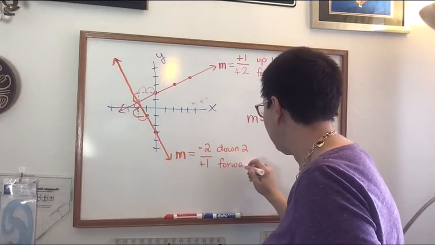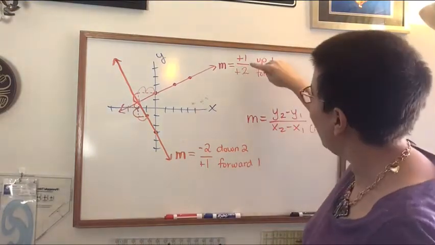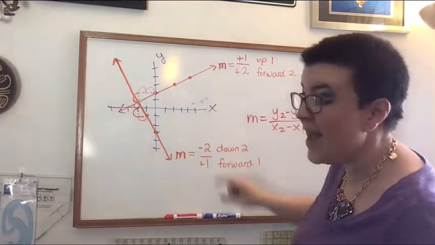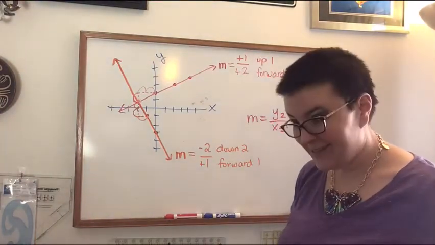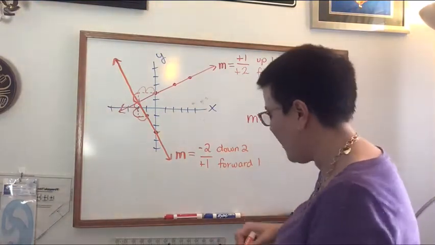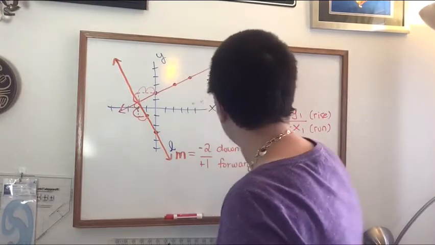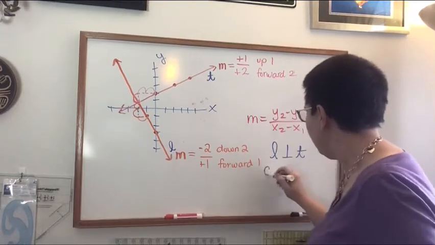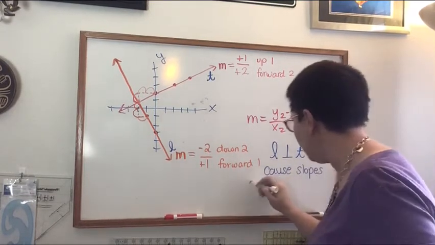This is kind of tricky. Now, notice what I've got is a positive 1 over 2 and a negative 2 over 1. So are they perpendicular? Yes, because they are inverse reciprocals of each other. Say we call this one line L and this one line T. We could say L is perpendicular to T because their slopes are inverse reciprocals.